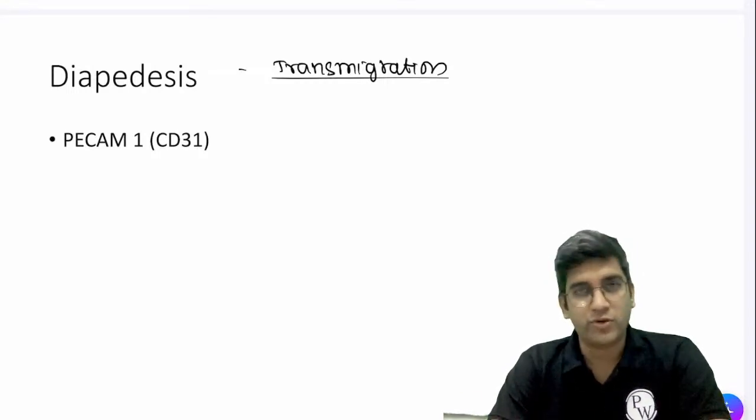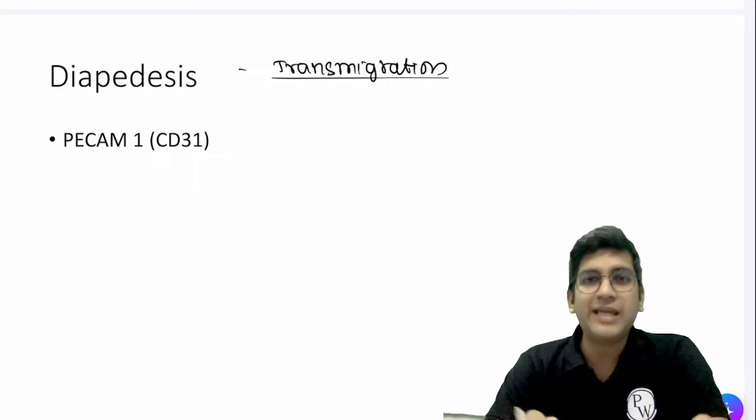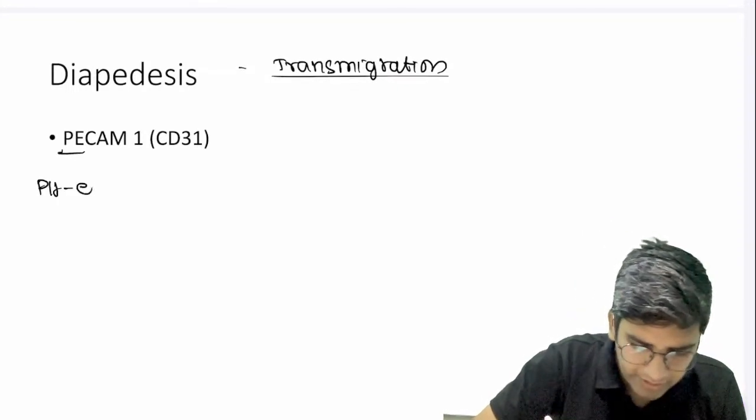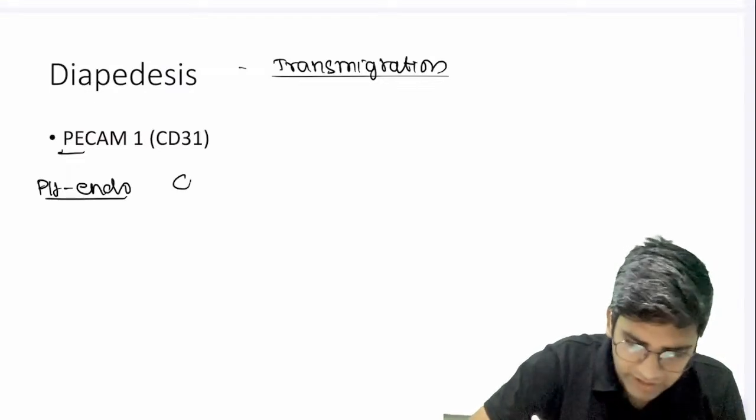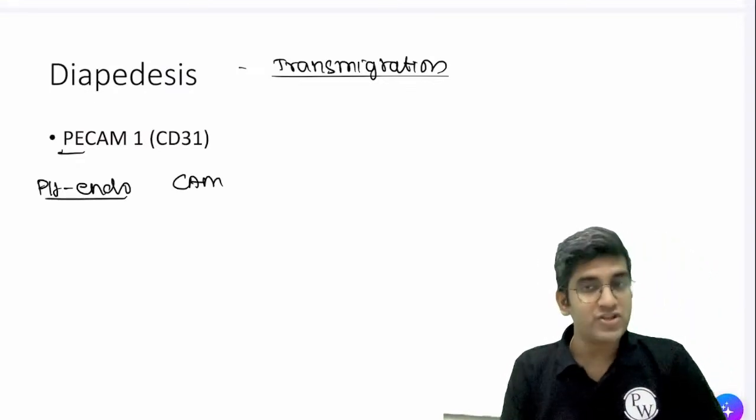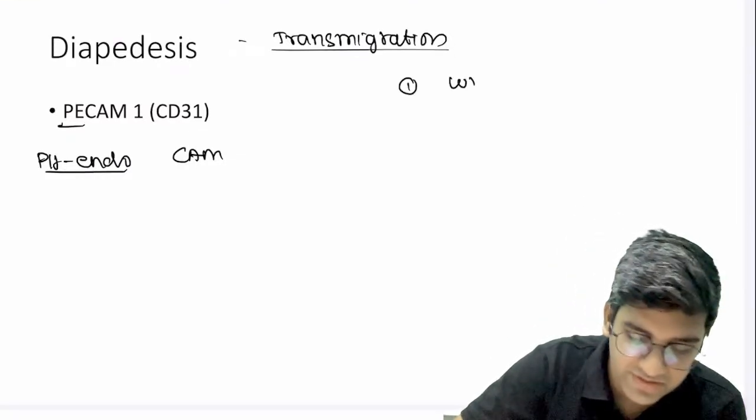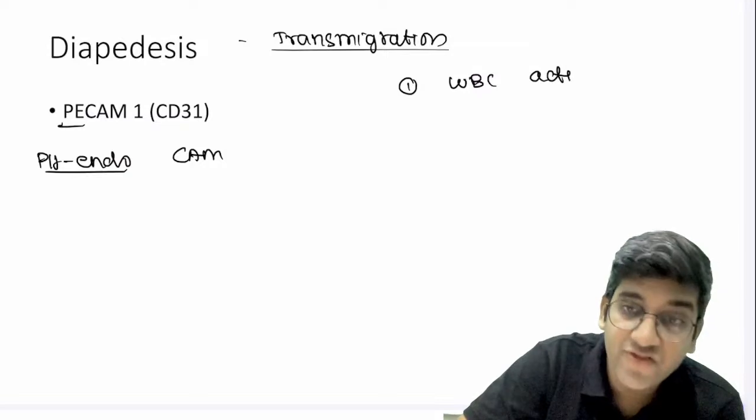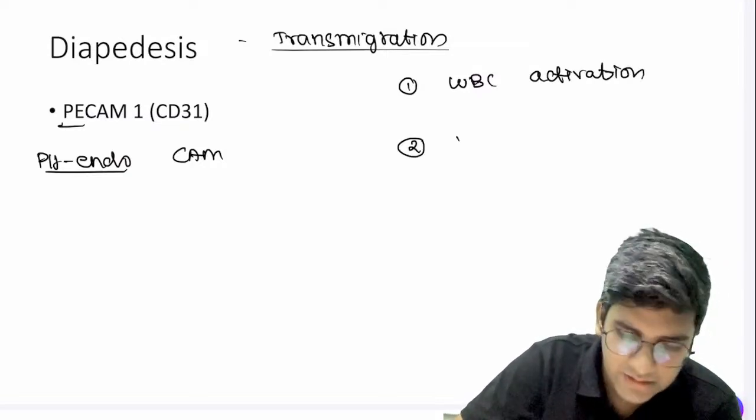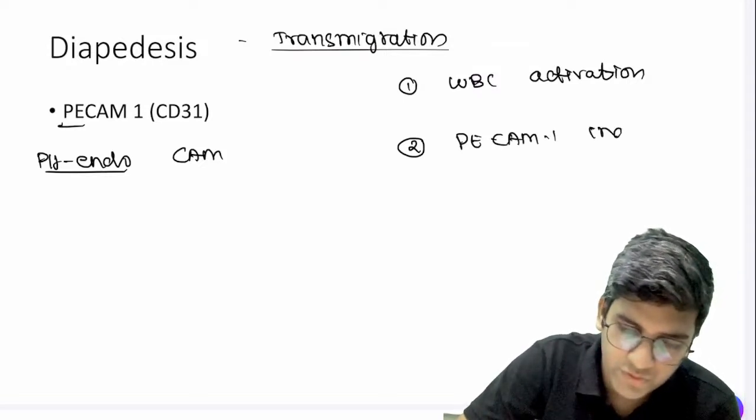Transmigration is actually a two-step process. Most of the time, we'll read only one step, which is the molecule PECAM or CD31. P stands for platelet endothelial cell adhesion molecule, the same CAM, and CD31 is the other name for it, right? Actually, there are two steps, like I said. The first step in transmigration is WBC activation. This is very important. I'll tell you why it is important. Obviously, the second step for me is the PECAM-induced exit. PECAM-1 induced exit, right?